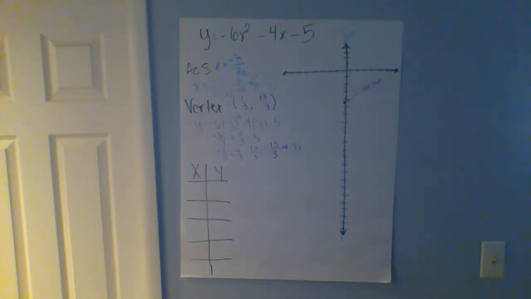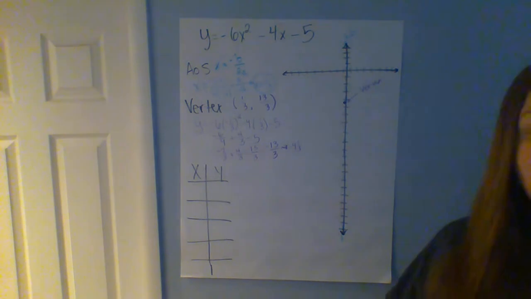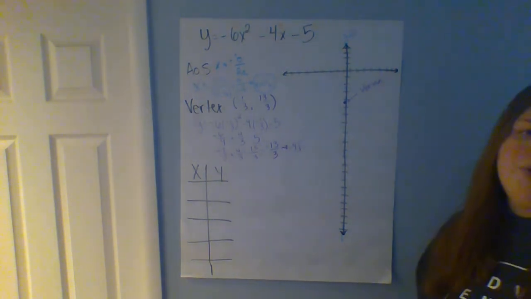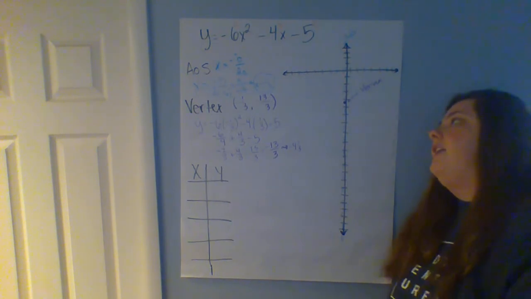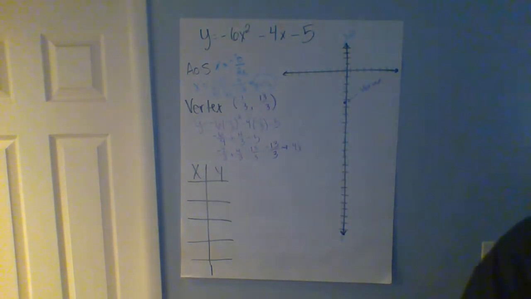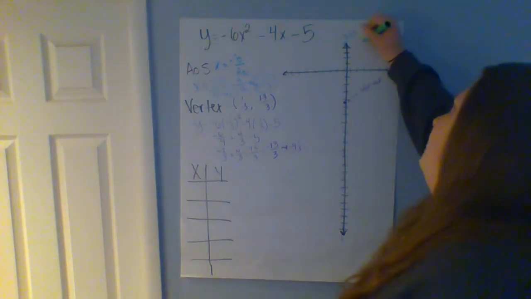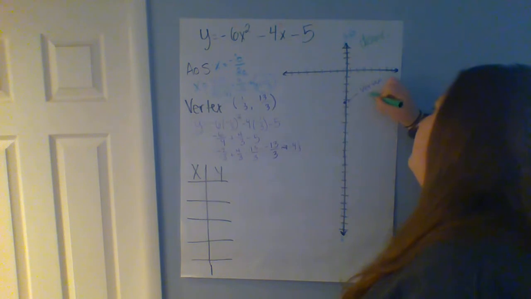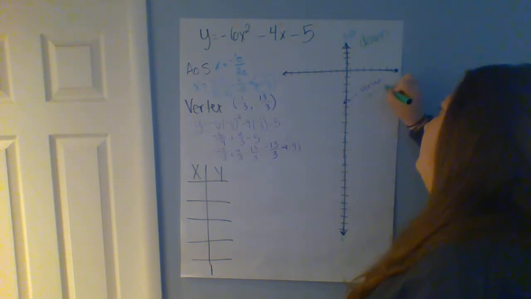So now we can look at this parabola and we can see if it's going to open up or down. And that is based on this a value. So our a is negative 6. So since it's negative, that tells us that our parabola is going to open down. So that means our vertex is the maximum point.